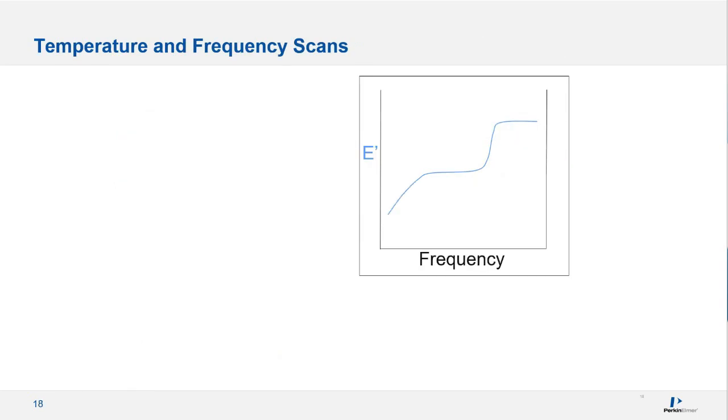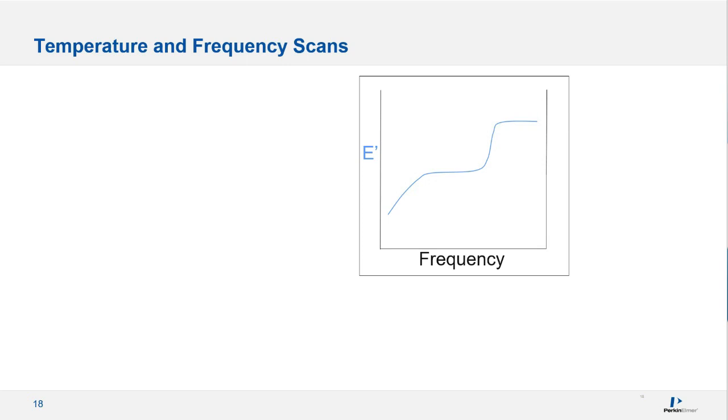We have looked at the frequency dependence of a polymer by running a sample with multiple frequencies during a temperature scan, thanks to the modern DMAs that allow this to be done in a single experiment. Another approach is to scan the whole frequency range at a series of constant temperatures. There are many purposes of doing this, but we won't have time to discuss it today.